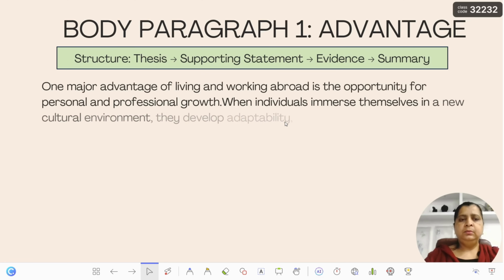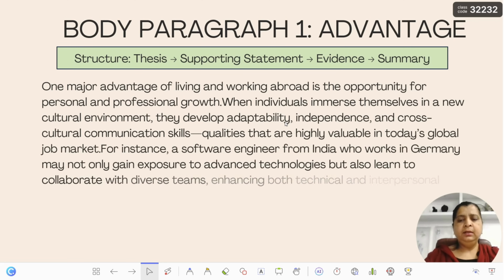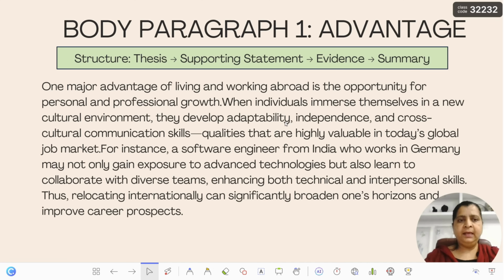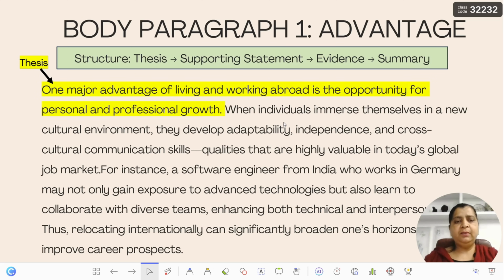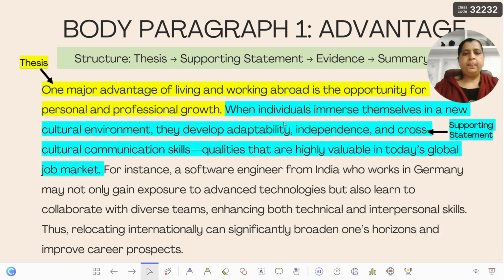Now let us read a sample paragraph. So, one major advantage of living and working abroad is the opportunity for personal and professional growth. This is your thesis as an advantage. When individuals immerse themselves in a new cultural environment, they develop adaptability, independence, and cross cultural communication, qualities that are highly valuable in today's global job market. You are providing a support to your thesis.